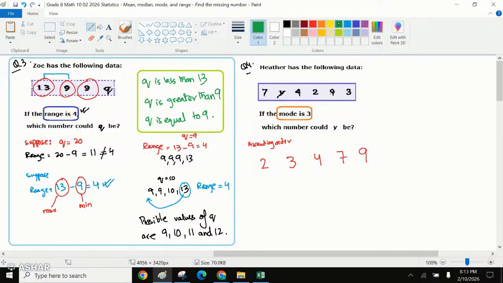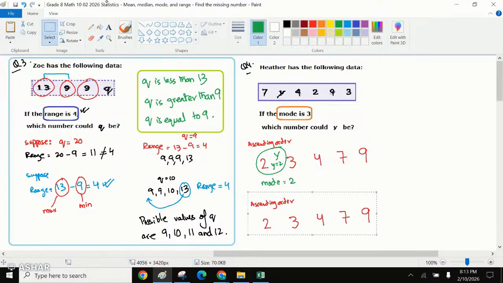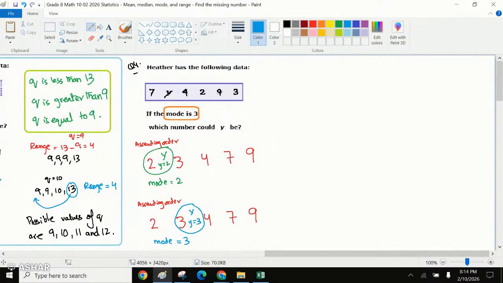If I put y equals to 2 over here, that means if y was 2, mode can be 2. Agreed? But if I put y equals to 3 over here, then we can say mode would be 3. Agreed? Because there is no other number that is being repeated. Agreed? So this is an open-ended question.